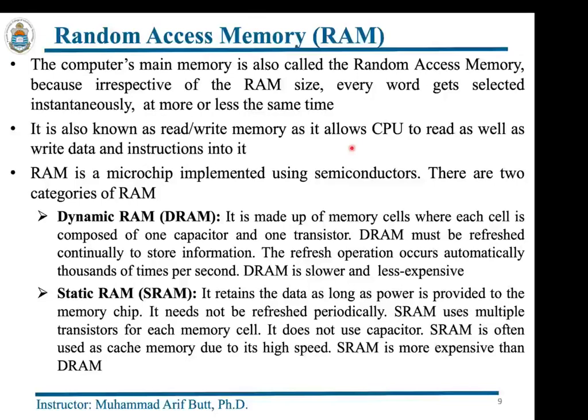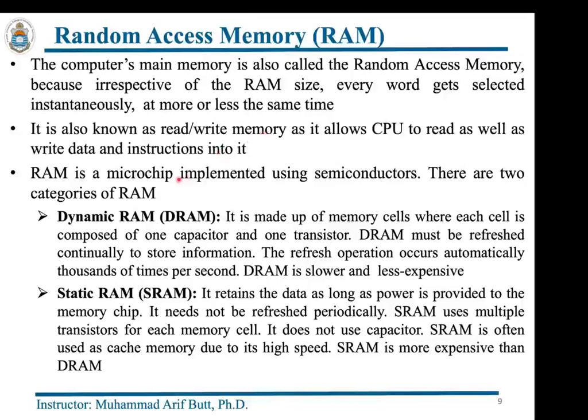Oh, well, the computer's main memory is also called the random access memory because irrespective of the size, every word gets selected instantaneously at more or less the same time. It is also known as the read-write memory as it allows the CPU to read as well as write data and instructions into it.